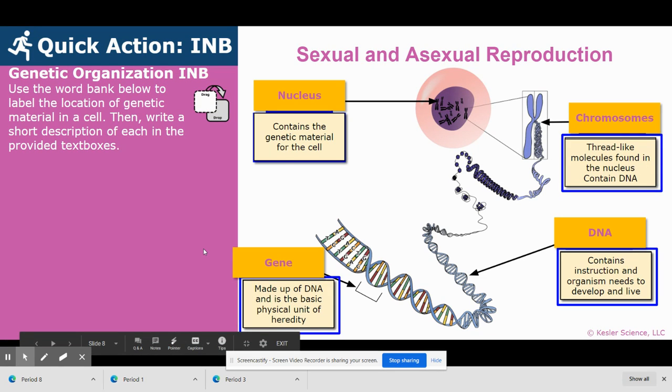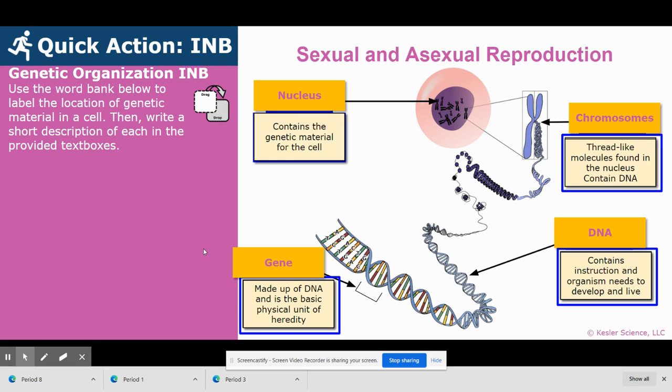All right, so now you're going to click and drag to organize your terms and your definitions. The first picture at the top there, the arrow's pointing to the nucleus, which is the purple thing inside the cell. The nucleus contains the genetic material for the cell. And then if we go clockwise over to the right, the next picture is showing us a chromosome. That's what that X-shaped structure is.